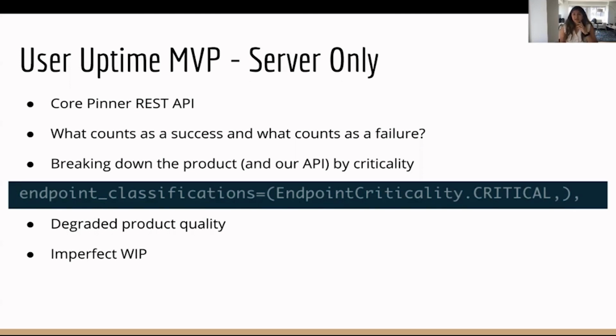Another thing we've had to think about, and we haven't been able to reason about perfectly yet, is degraded product quality. For example, if a user makes a request to our home feed endpoint and they only get 1 pin on their home feed, that's a pretty poor experience, but technically it's a success. So at what bad product level do we start counting it as a failure? That's definitely something that we're still thinking about and that we haven't been able to account for perfectly yet. So it's definitely a work in progress.